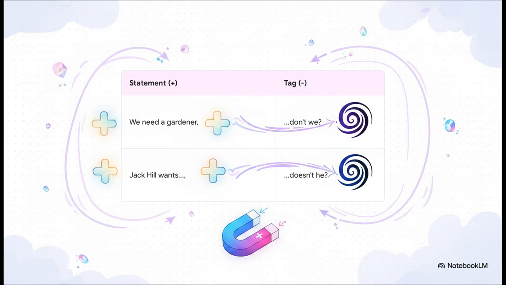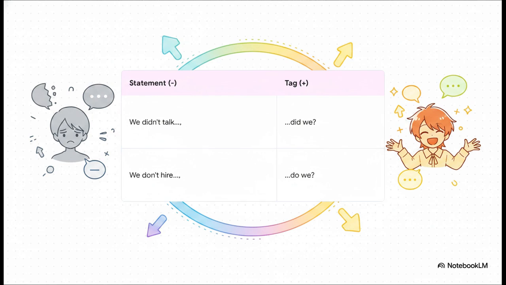We need a gardener. Is positive, so the tag is the negative, don't we? Jack Hill wants, that's positive too, so the tag is negative, doesn't he? Simple, right? And you guessed it, it works the exact same way in reverse. If you start with a negative statement, your tag question flips and becomes positive. We didn't talk, that's negative, so the tag becomes the positive, did we? We don't hire gets the positive tag, do we? It's all about keeping that perfect balance.